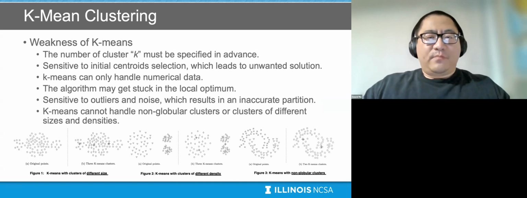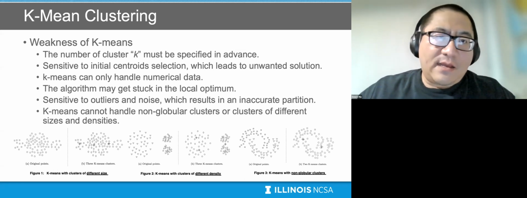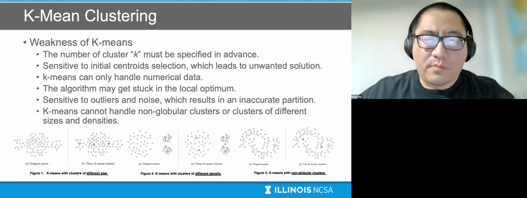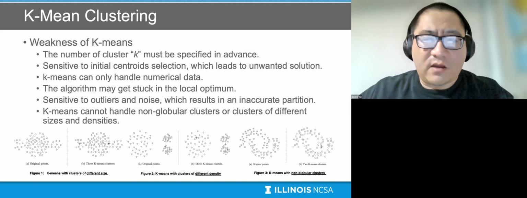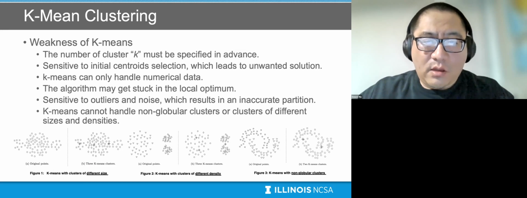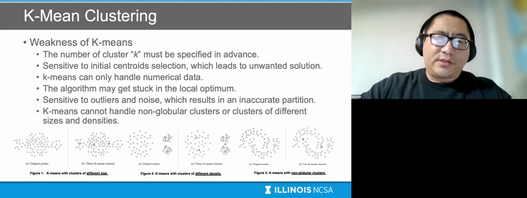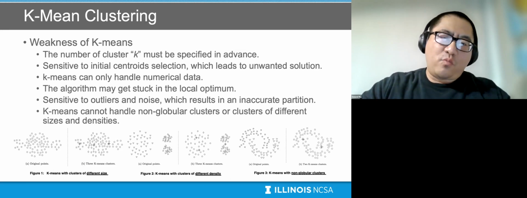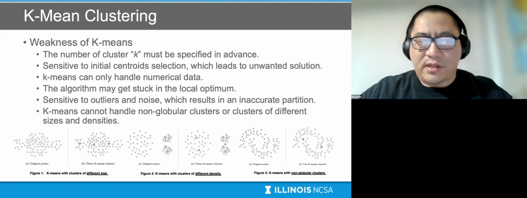The weakness of k-means is, first, of course, the number k must be specified in advance. K-means clustering is very sensitive to the initial centroid point selection. A bad choice of initial centroid points can lead to unwanted solutions. And k-means can only handle numerical data. And sometimes the algorithm may get stuck in a local minimum rather than the global one. And since in every iteration it takes all the data points into consideration with the same weight, it's very sensitive to outliers and noise, which will result in inaccurate partitions.